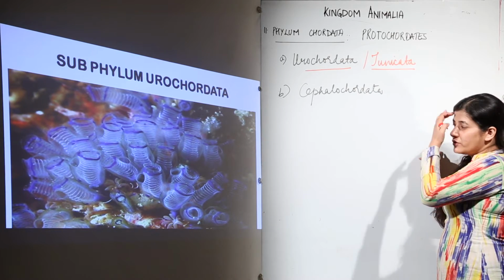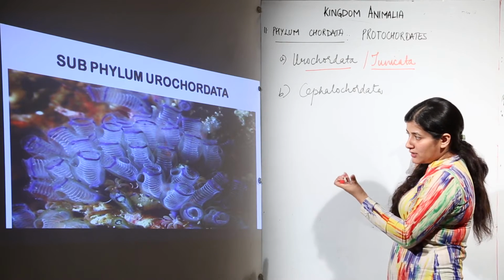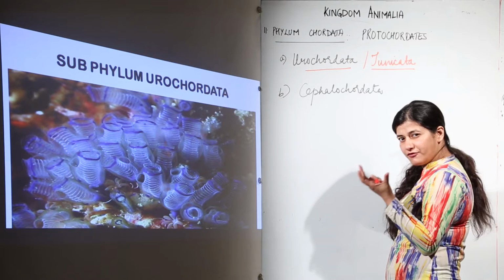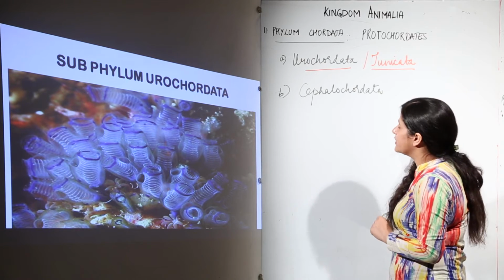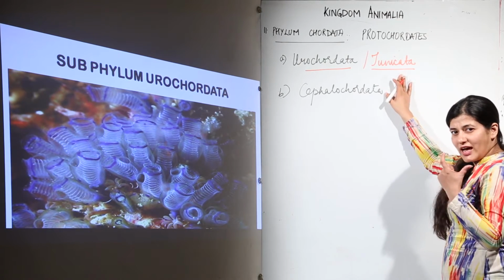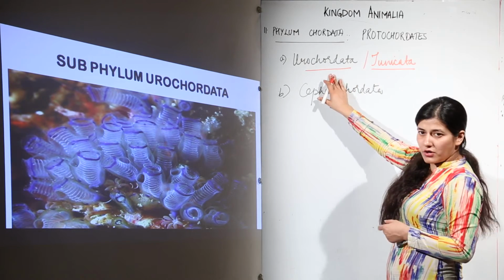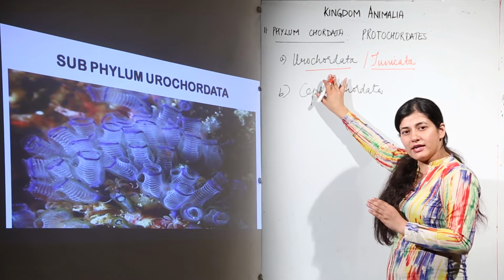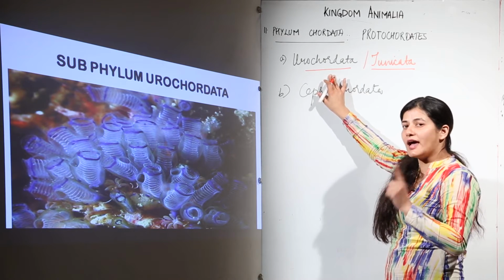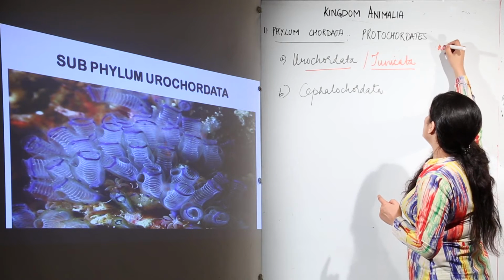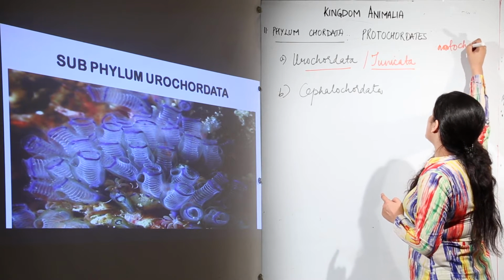Now in the case of UROCHORDATA, what you see over here is these are urochordates that are present in the sea floor, and they look like a flask shaped body you can see over here, hence the name Tunicata. They have a tunic around them, the covering is present, and these urochordates are classified under Phylum Chordata just for one reason, and that is that there is presence of notochord in the larval tail only.